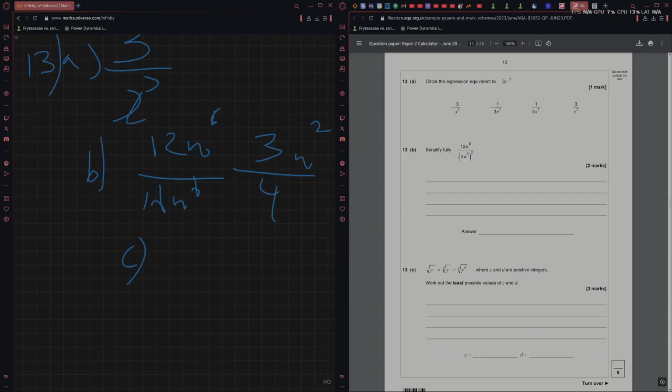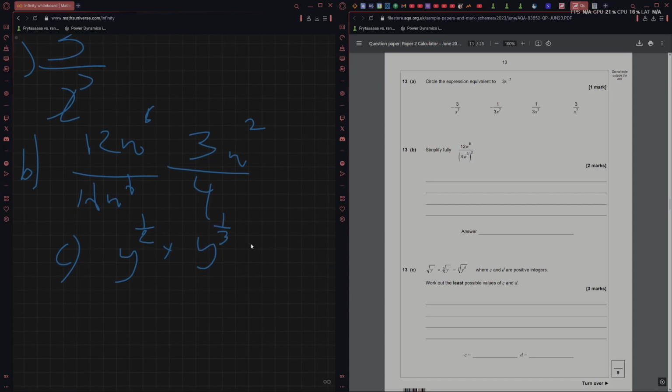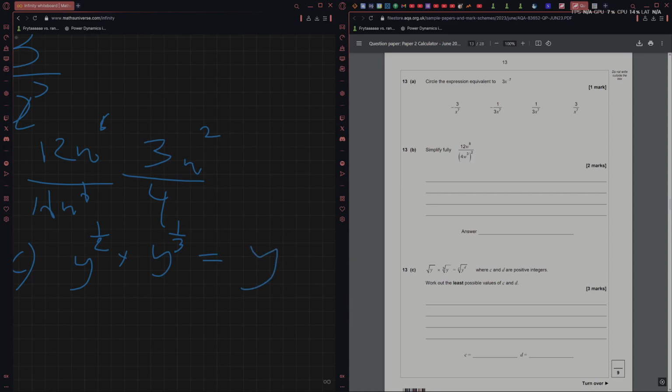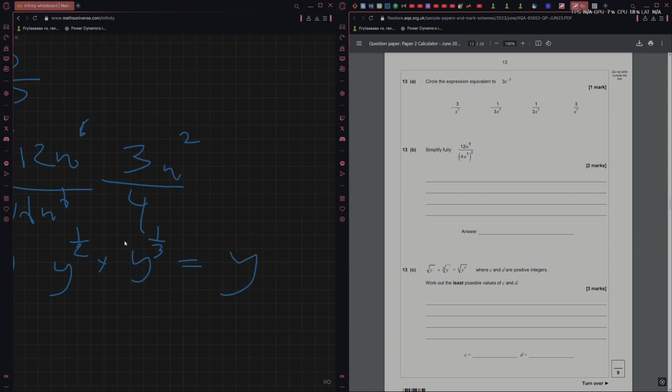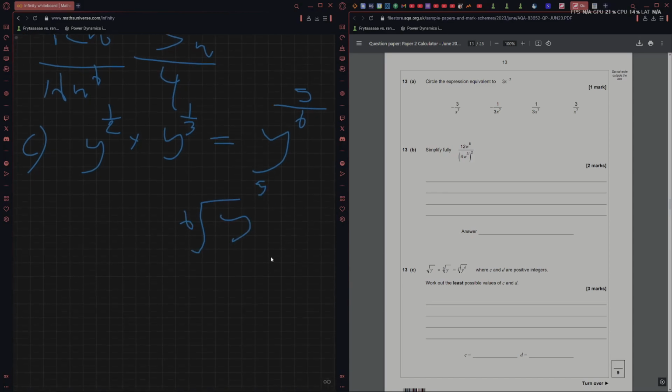Work out the least possible. Well, I don't get what it means by least possible values. Because you know y to a half times y to a cubed equals y to, oh, these ones, alright, that makes sense. We need to just add these, so do we get 5/6? So that's the 6th root of y to the 5, yeah. So c equals 6, d equals 5.